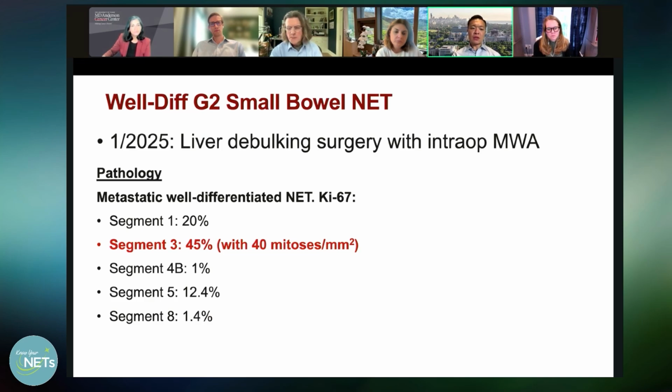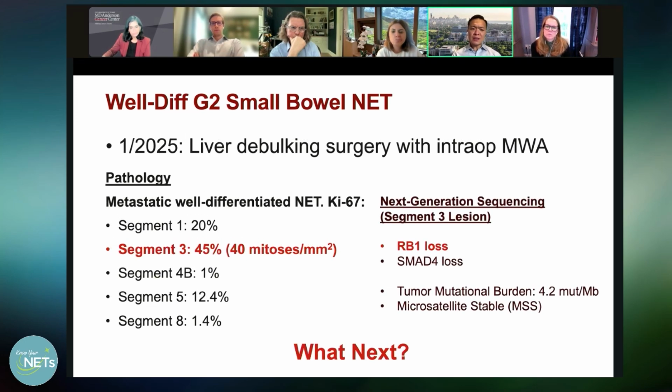But if you look at the different liver lesions that were taken out, the segment 1 lesion Ki-67 was 20%. Segment 3 was 45% with 40 mitoses. Segment 4B was only 1%. Segment 5 was 12.4%. And then segment 8 was 1.4%. And then we did next generation sequencing on this segment 3 lesion because the Ki-67 was highest. That showed RB1 and ATM loss, low tumor mutation burden, and microsatellite stable disease.